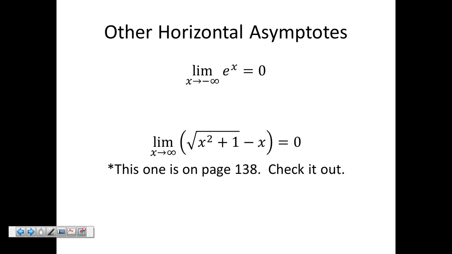Now here's a funky one. I love ones like this. The limit as x approaches infinity of the square root of x squared plus 1 minus x is equal to 0. How in the world does that happen? Because it seems like I'm not doing much. I'm taking the square root of x squared plus 1. How is that going to 0? Well, this one is on page 130 in your book. I want you to go check it out. See how they solve this limit. See what trick they used.